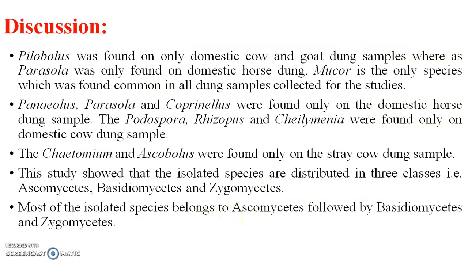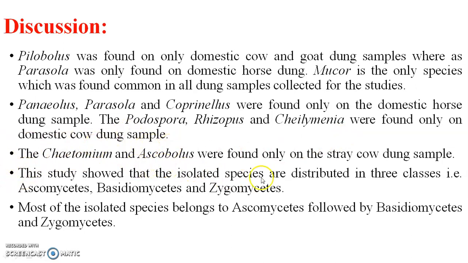Discussion. Pilobolus was found only on domestic cow and goat dung samples, whereas Parasola was only found on domestic horse dung. Mucor is the only species which was found common in all dung samples selected for the study. Panaeolus, Parasola, Coprinellus were found only on the domestic horse dung sample. The Podospora, Rhizopus, and Chilomenia were found only on the domestic cow dung sample.